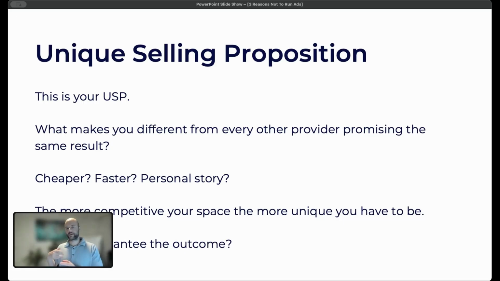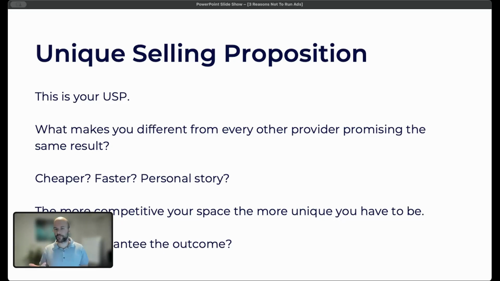Whereas if you're in a completely blue ocean market that is wide open, there's no real market leader, all you have to do is maybe be cheaper, faster, and that could be it. And that could be your unique selling proposition. But for most people, they're going to be in a highly competitive market. So that's when you really, again, need to understand your ICP.